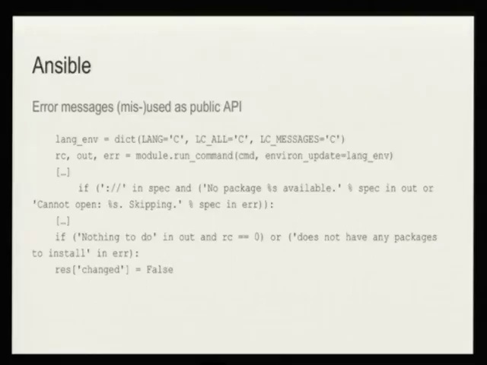When Ansible installs RPM packages with YUM, YUM is written in Python, Ansible is written in Python, they decide to just parse the error message, the plain English error message, and react upon this. So it's really parsing human readable output and acting upon this output.